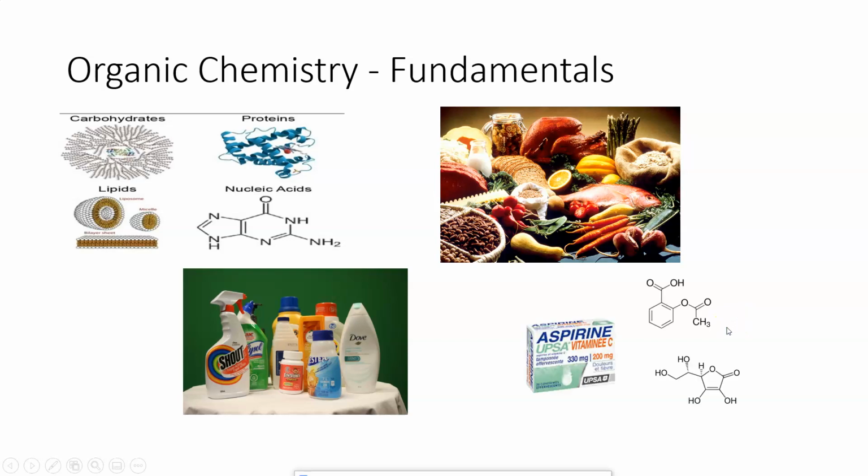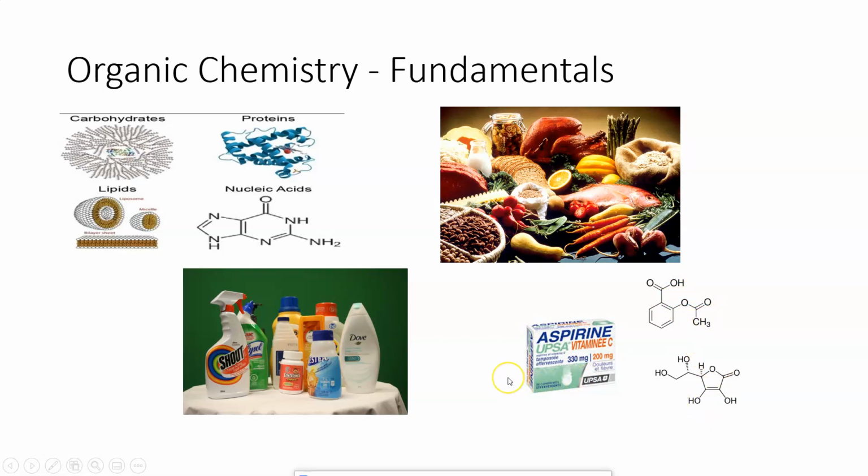We can also find them in medicine, for example. Aspirin, this is the formula of aspirin, acetylsalicylic acid. And in this case, this aspirin contains vitamin C. This is the formula of vitamin C. And if you see, all of them are formed by carbon and by hydrogen, and they have oxygen too.